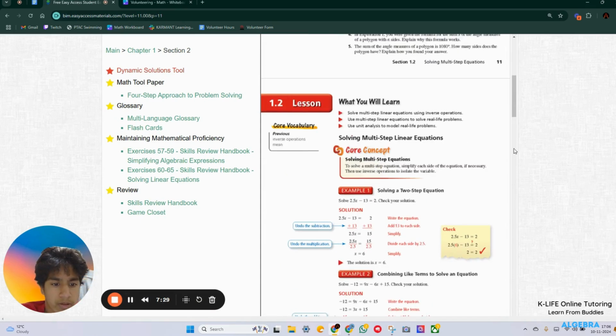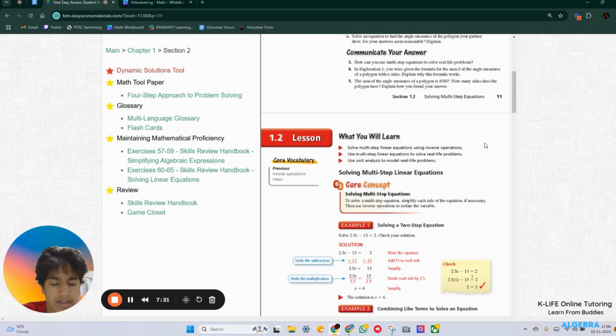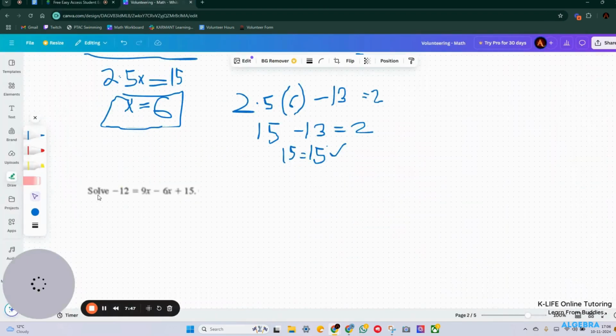So now what we're going to do is called combining like terms, not the other one that we just did, but the next one I'm going to show you, example 2, is combining like terms to solve an equation, okay? We're going to solve this problem together. It might be difficult, it might not be difficult, okay? We're going to do this together and try to do it, okay? So we haven't written it out. Let's write it out first.